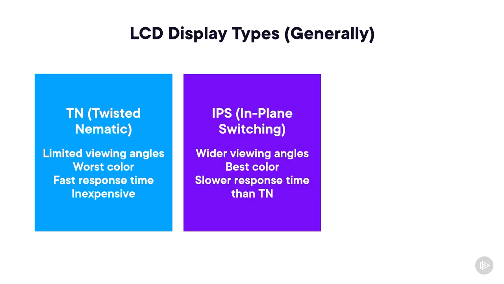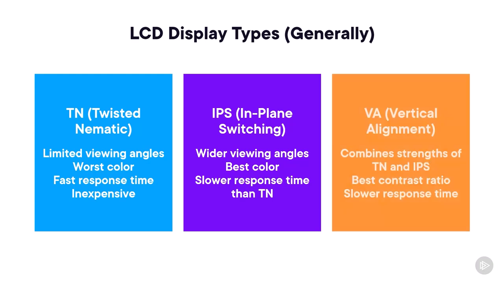The IPS, or in-plane switching display, can be viewed from wider angles and has very good color, but it's also a slower display than TN, making it potentially less great for games with lots of motion. The VA, or vertical alignment LCD panel, exhibits the best aspects of TN and IPS displays. It has the best contrast ratio, that is, the difference between light and dark, but a slower response time than TN.